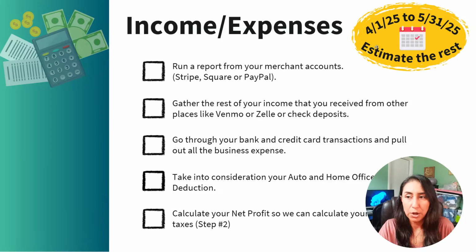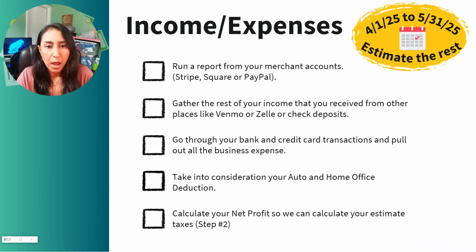So let's do this. So first, run a report for your income. Run a report from your merchant accounts, your Stripe, your Square, your PayPal. You can go in, run a report for just that date range, and get your income numbers. Gather the rest of your income that you received from other places like Venmo and Zelle, or check deposits. This is where you're kind of gonna go into your bank accounts. If you don't have bookkeeping software, you're gonna have to go into your bank transactions.